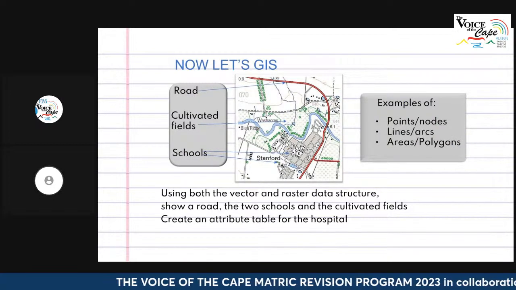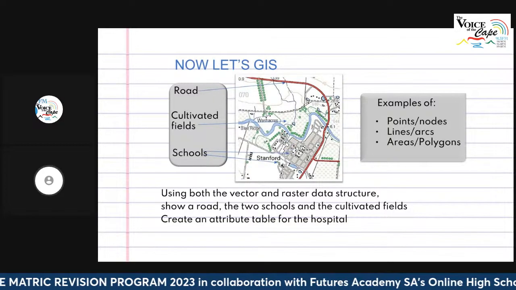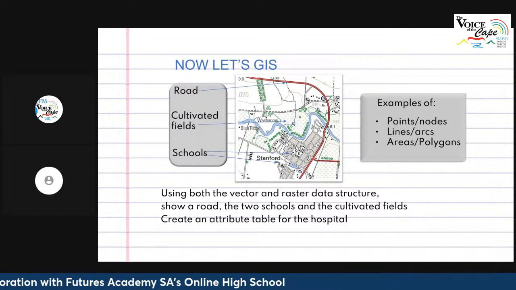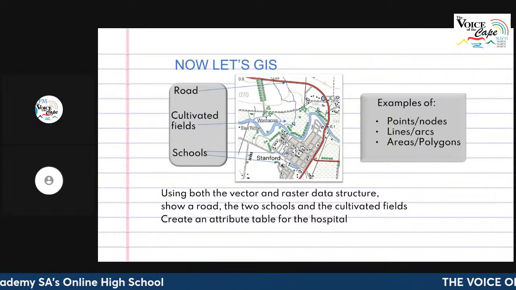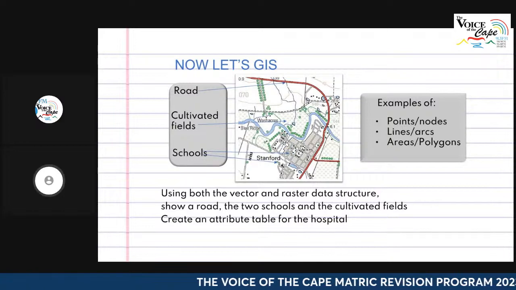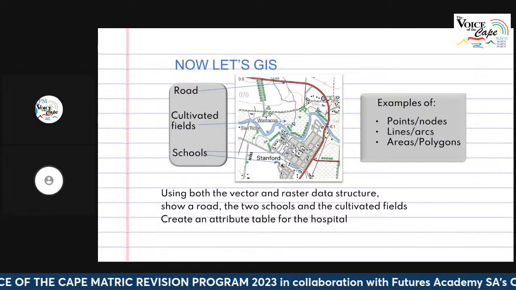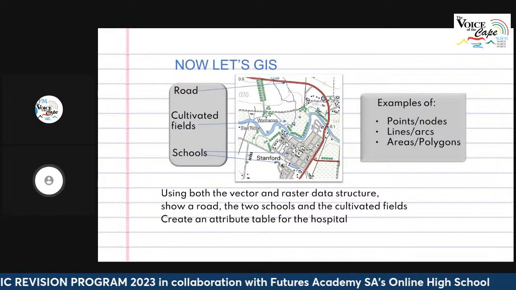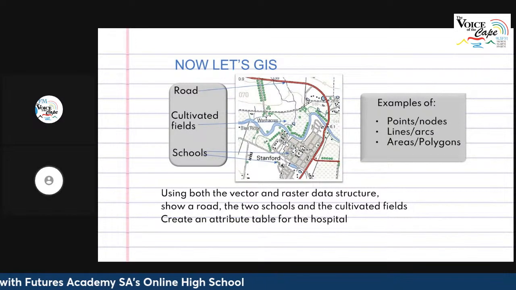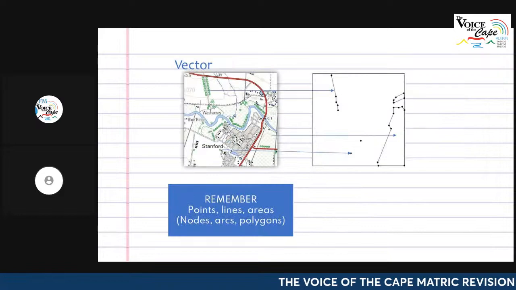Now, let's go GIS in. Using both vector as well as raster data, we can show roads, schools, cultivated pieces of land, and we can create an attribute table for certain areas. And we can create attribute data. What did I say attribute data is? We associate a characteristic to a particular piece of data. Right? So don't forget that.